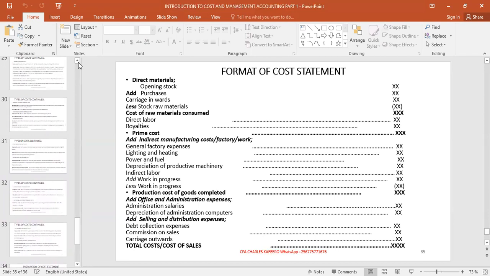So from there, we can add the other selling and distribution expenses. Of course, those are the expenses we are incurring when we are selling the output we have produced. When you add them all, you will be getting the total costs or the total cost of sales, and that will be because our main emphasis, when you are making this cost statement, you want to look at the total cost, and after getting the total cost, then we have to stop there, and that's all.